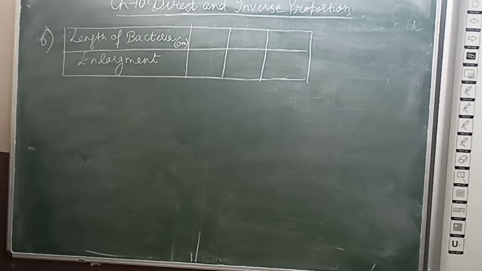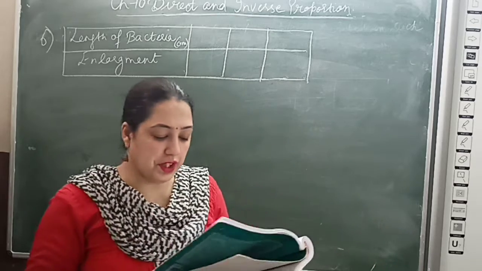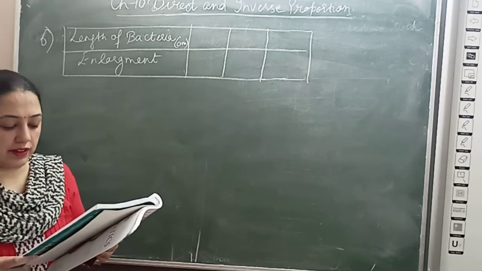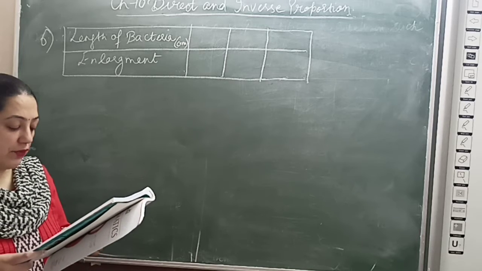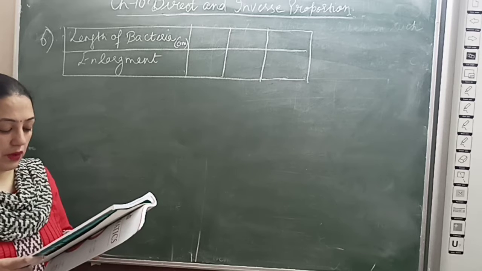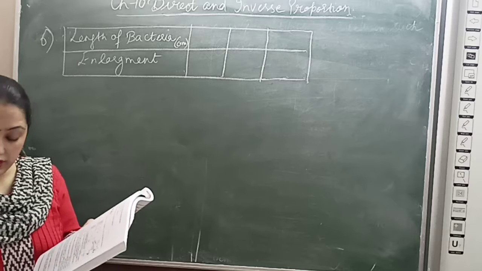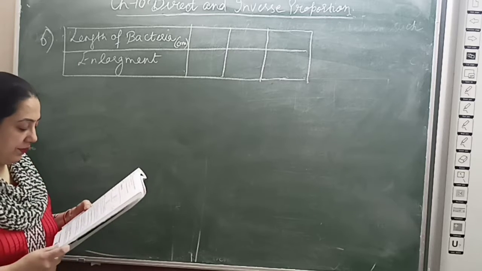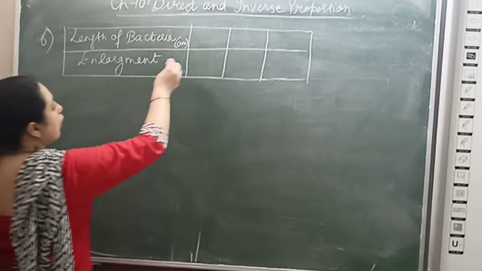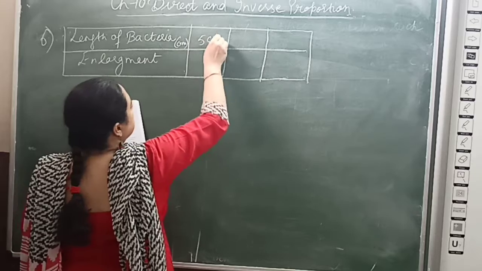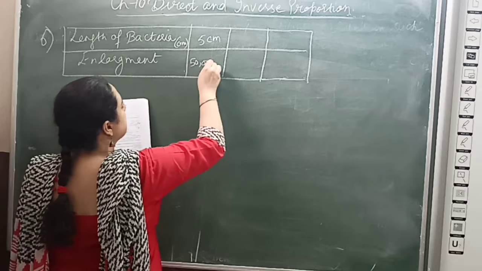Sum number 6: a photograph of bacteria enlarged 50,000 times attained a length of 5 centimeter. What is the actual length of the bacteria? If the photograph is enlarged 20,000 times only, then what would be its enlarged length? There are two things which we have to find. There is a photograph of a bacteria and its length. First of all, its length is given to you as 5 centimeter and its enlargement is given as 50,000 times.